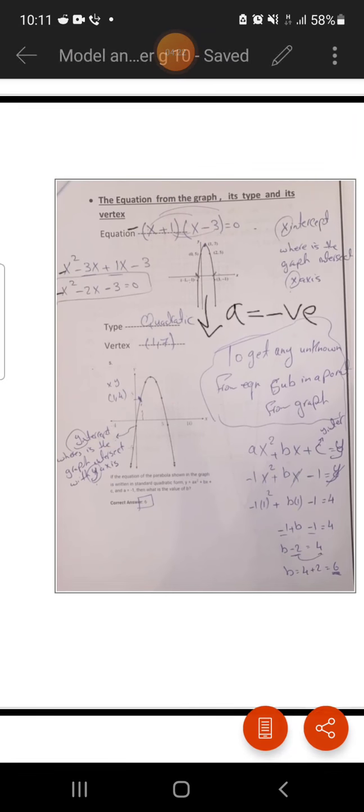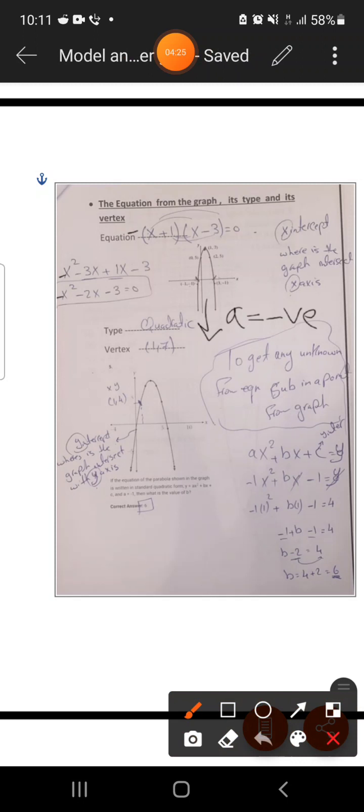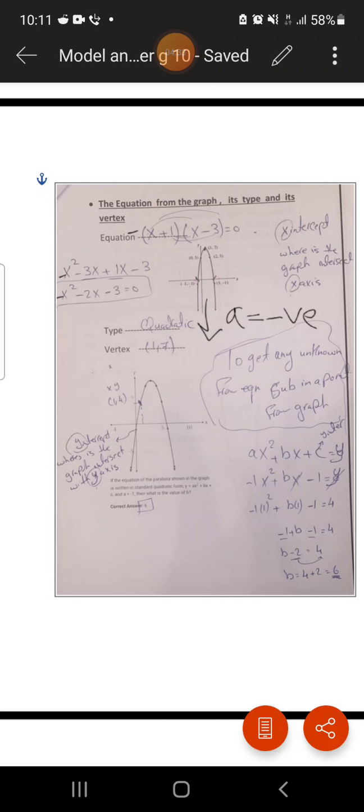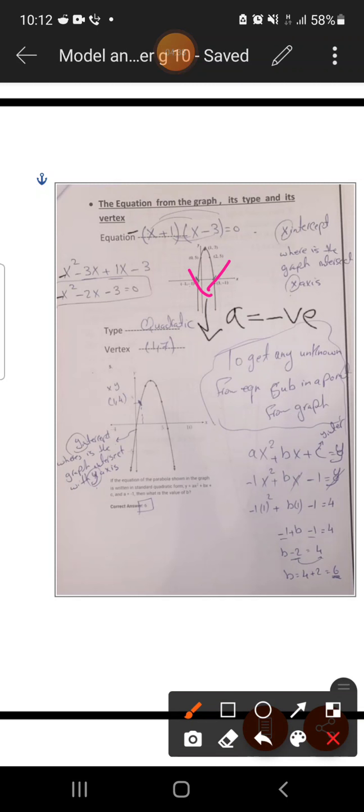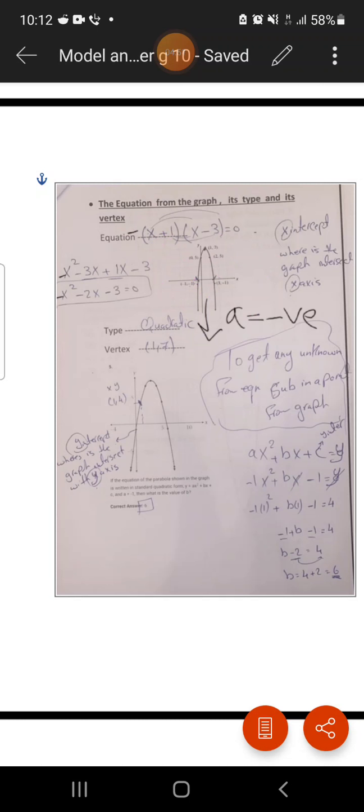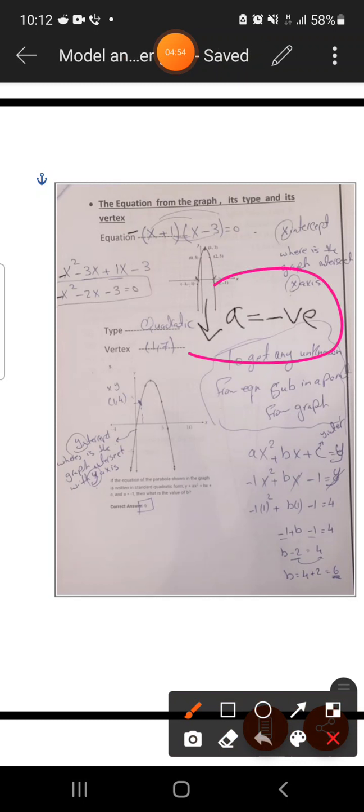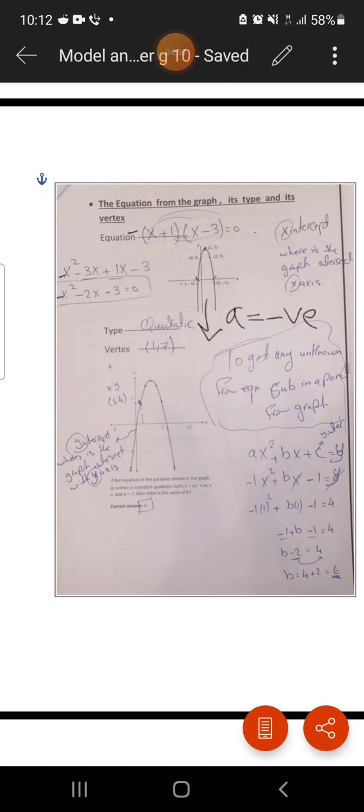What about the second one here? Here you have 2 x-intercepts, and he wanted the equation. If you want any equation, you get the x-intercepts and plug them in the brackets with the opposite sign. So here x-intercept is negative 1, and here x-intercept is 3. Plug in the equation: x plus 1, and here x minus 3. Okay, then you should look at the direction of the graph. A goes down, so it's negative here. Then we'll expand these brackets.